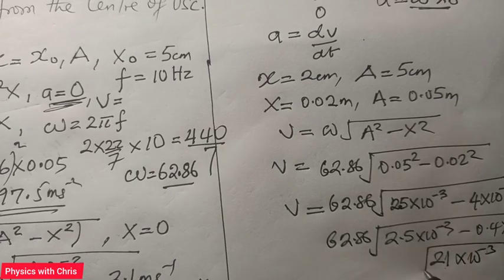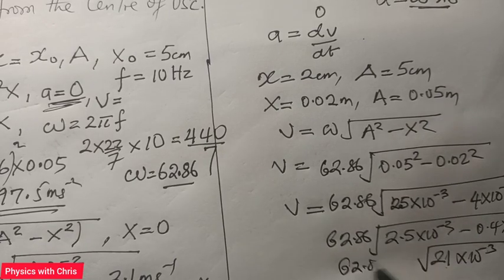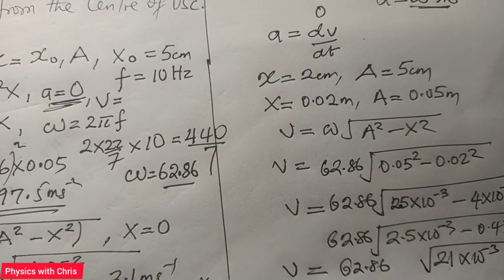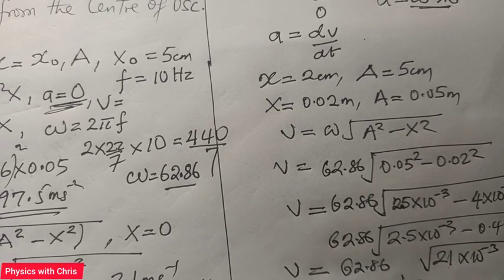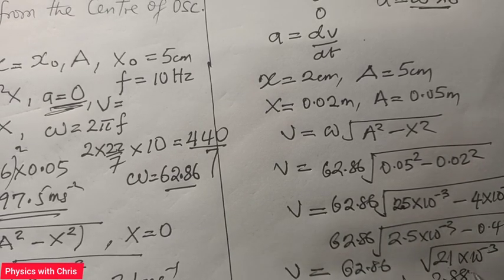I'll take the square root of that and multiply it by 62.86. That gives me the velocity at that point. If I take the square root of 2.1 times 10 to the power minus 3, that gives me 0.045, multiplied by 62.86. That will give my answer as 2.88. So the velocity is 2.88 meters per second.